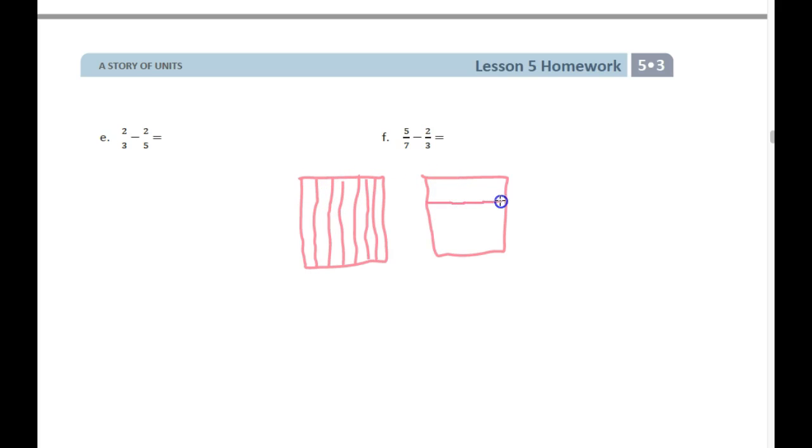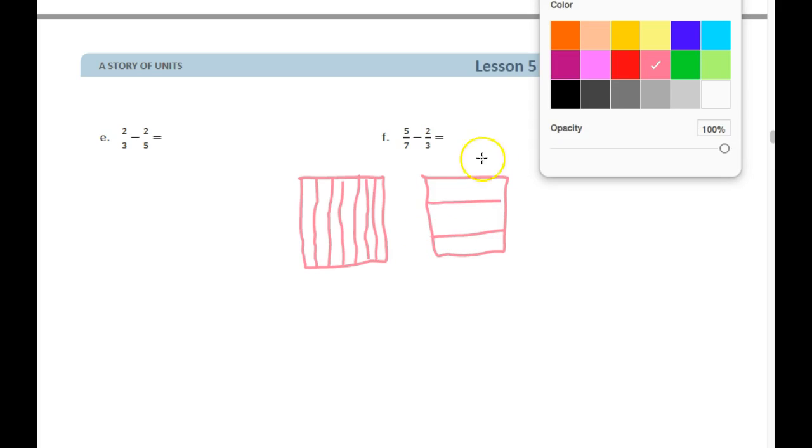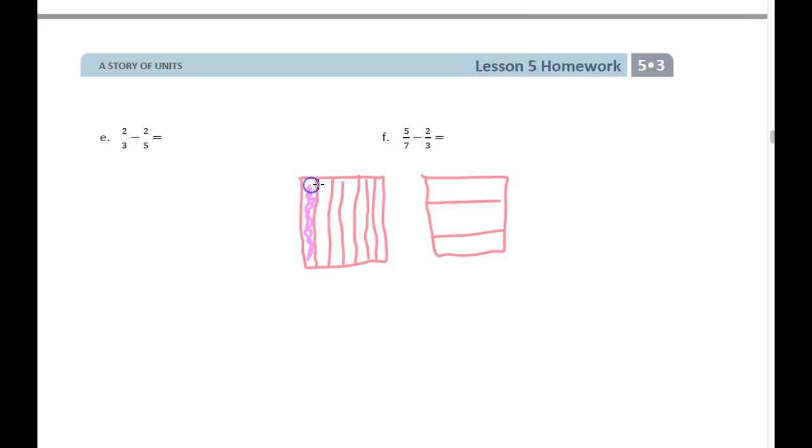This one has to go into thirds, so it takes 2 lines. Now let's color in. We'll use pink. And this one, 5 of them are colored in. 1, 2, 3, 4, 5. And then if you say 6, 7, those 2 are not colored in, then 2/3 of this is colored in. 2/3 of that is colored in.